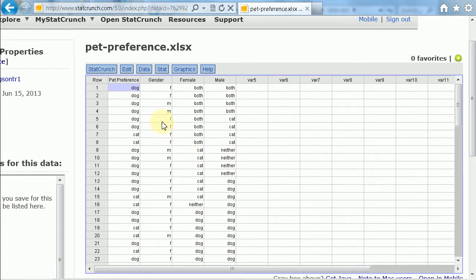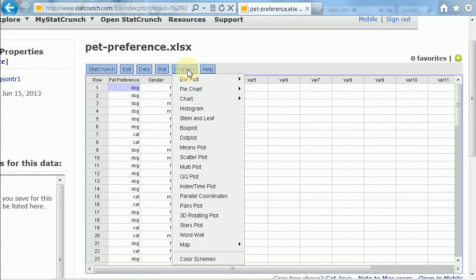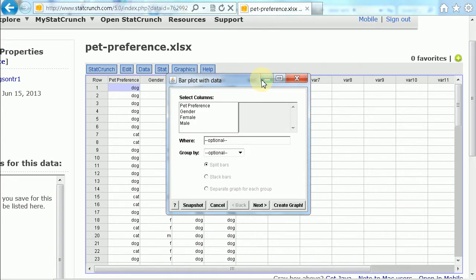To create a graph, a bar chart or a pie chart of this data, I click on graphics, and let's construct a bar plot. We have the two options, with data or with summary. In this case we have the data. Select the column that you want to represent. We want to represent pet preference, and create graph.